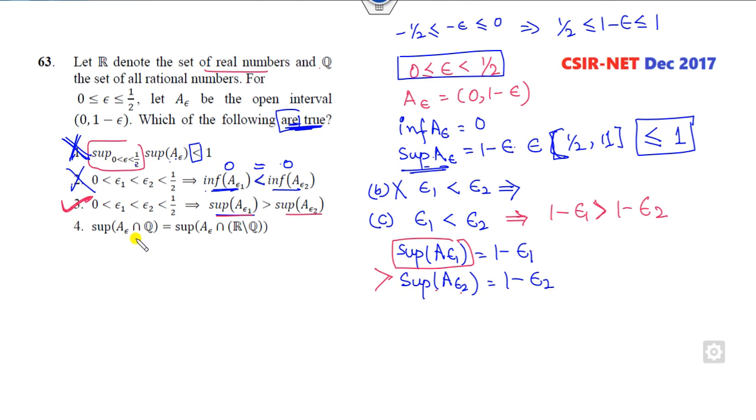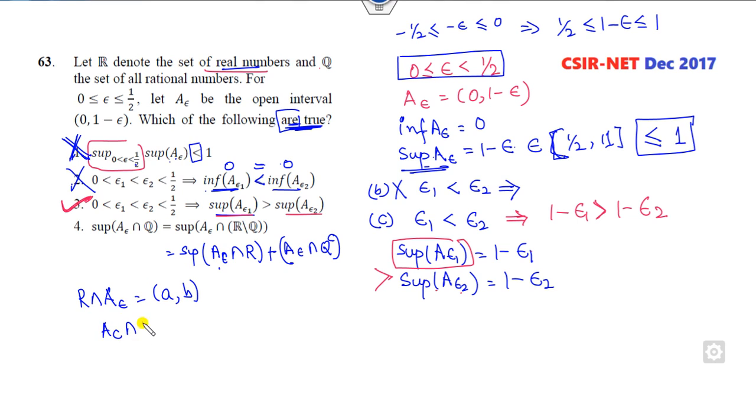Okay, look at this one. Here, can I write this part as A epsilon intersection R? It's a negative. So A epsilon intersection Q, or you can say the Q complement. Now that's very simple. If I simply take A epsilon as my (A, B), and R is my real line, then what is the A intersection Q? So A epsilon, that is (A, B) intersection Q, and A epsilon Q complement is again (A, B) intersection Q complement.